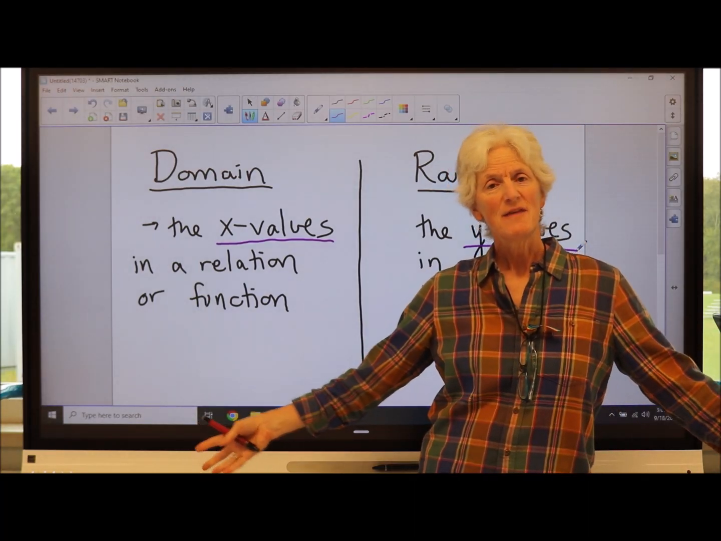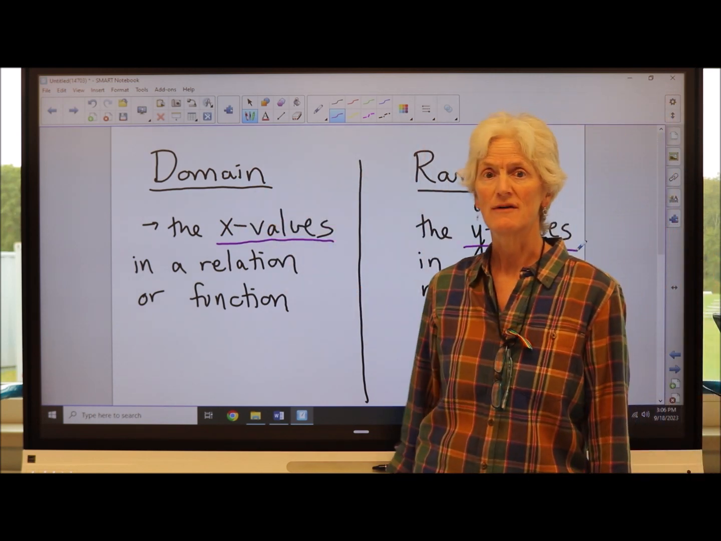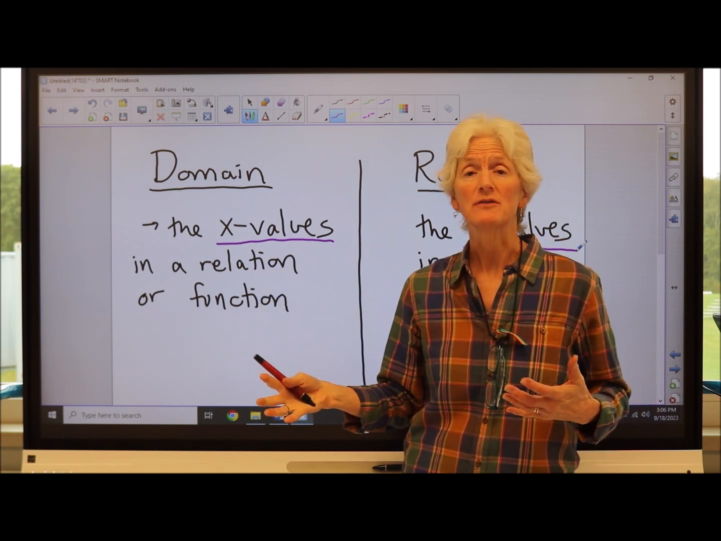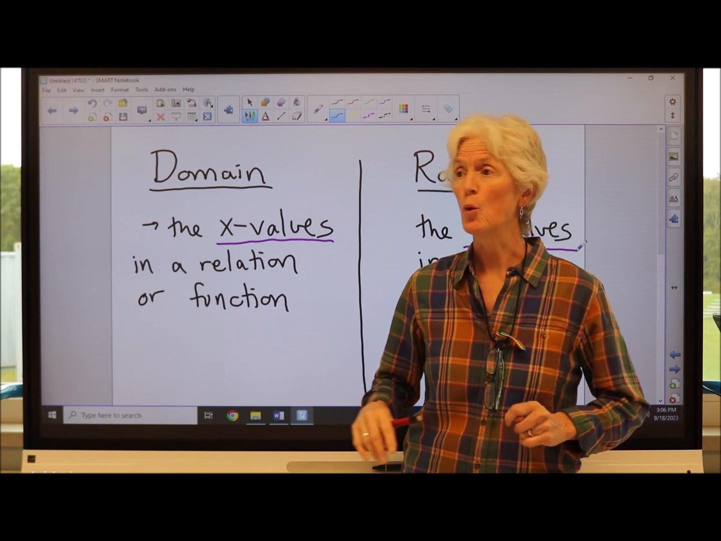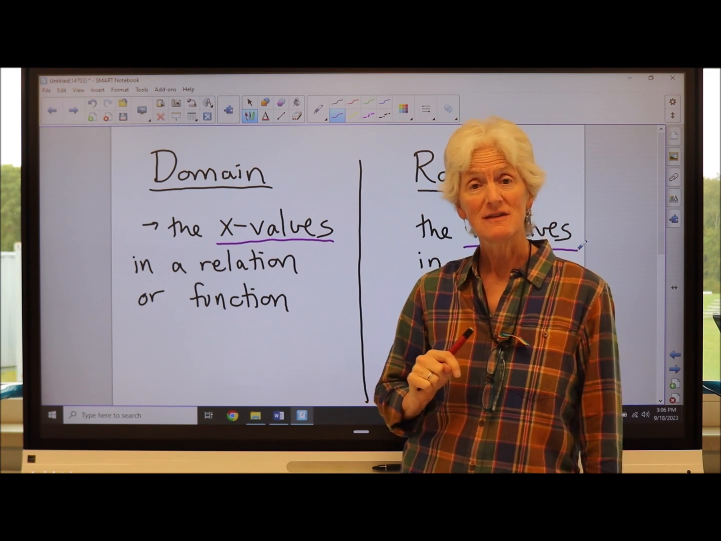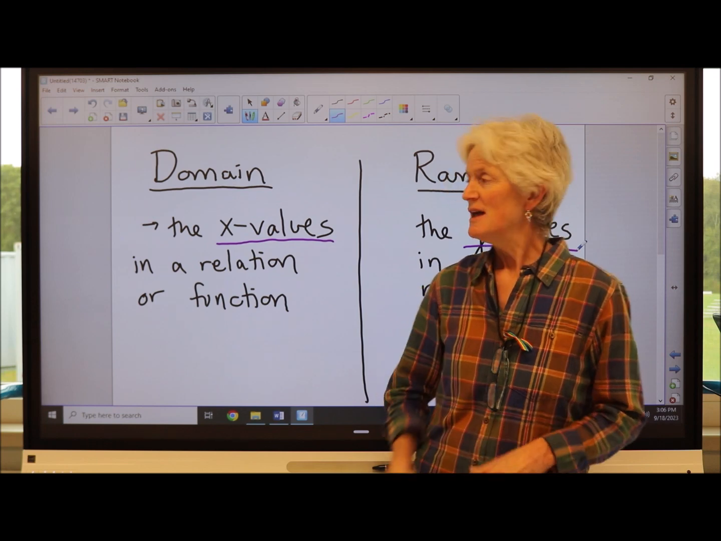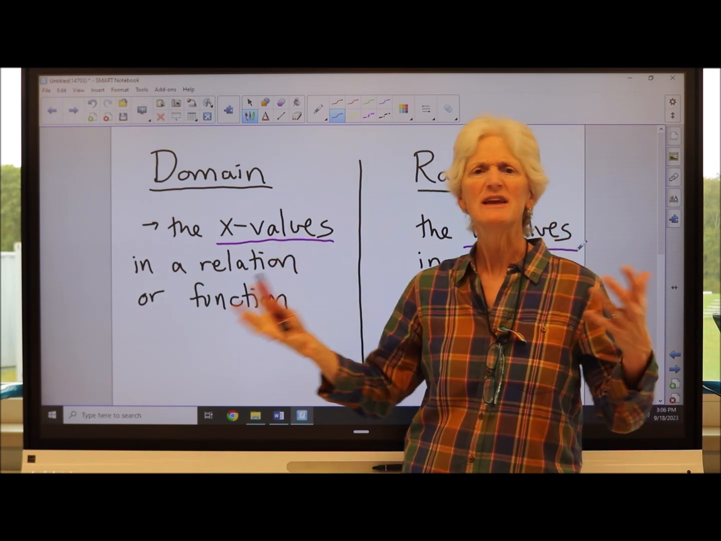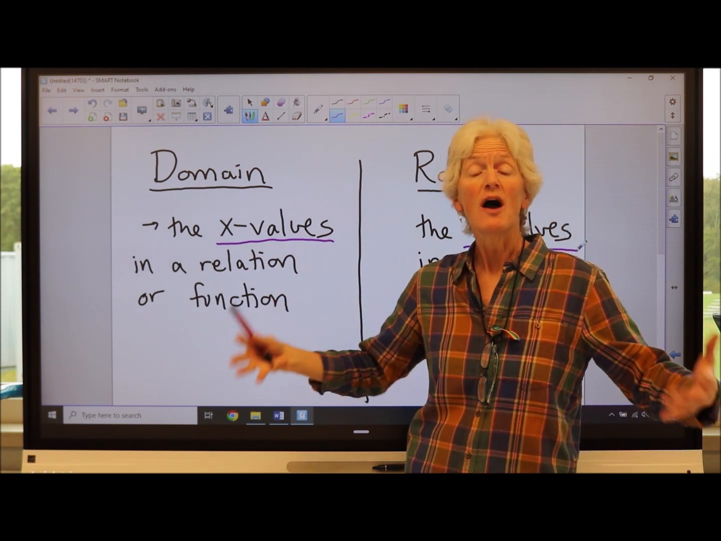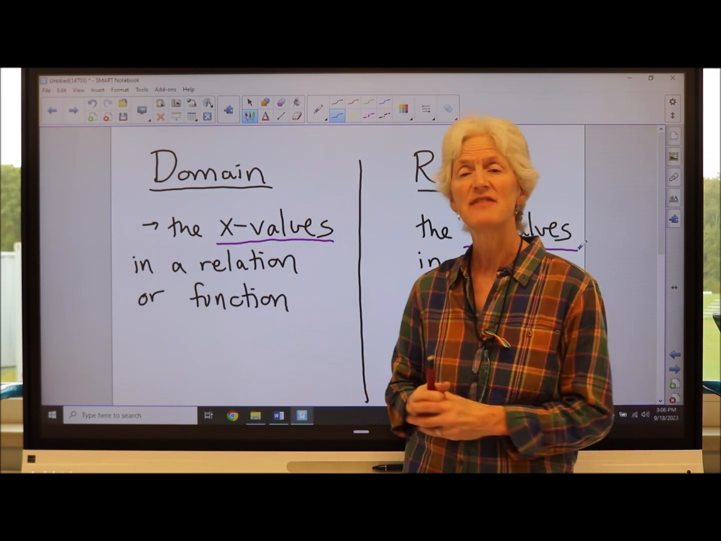We talked very quickly about finding the domain or the range of a relation or a function. A relation is just a relationship between two variables, like x and y, or between distance and time. Many relations are functions. We'll talk at another time about when a relation is or isn't a function. But we can find the domain of these equations by looking at all the x values that are part of that equation, or part of that function, or part of that relation.